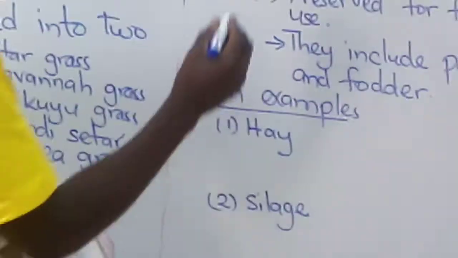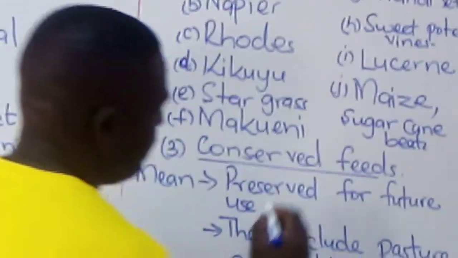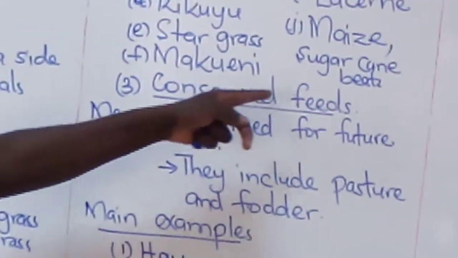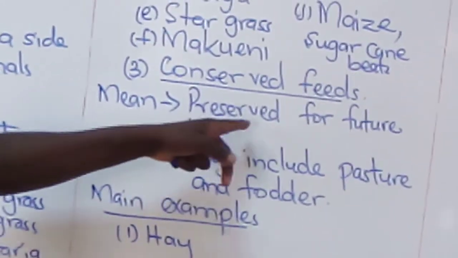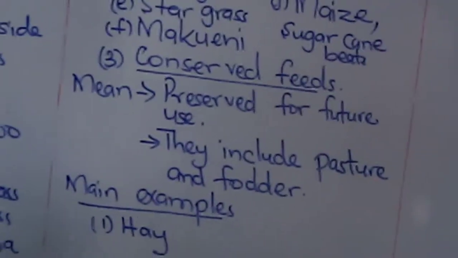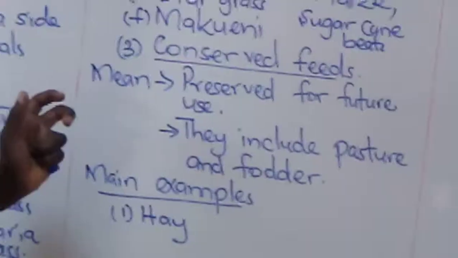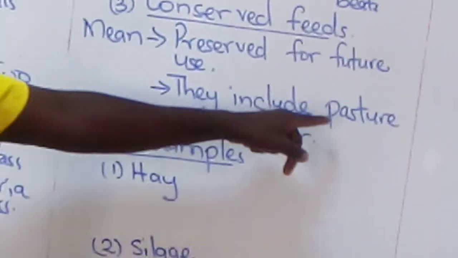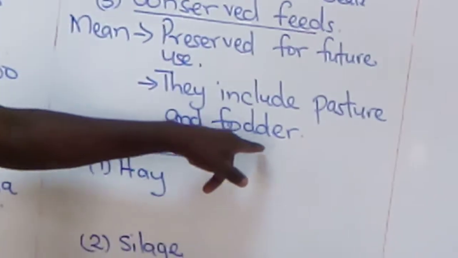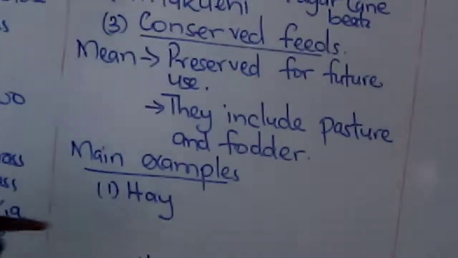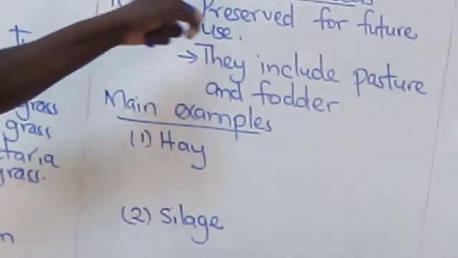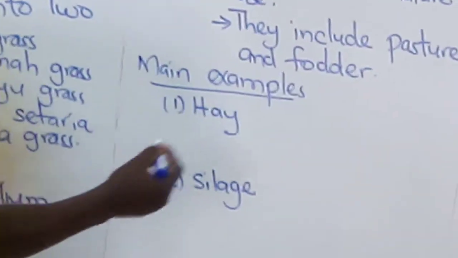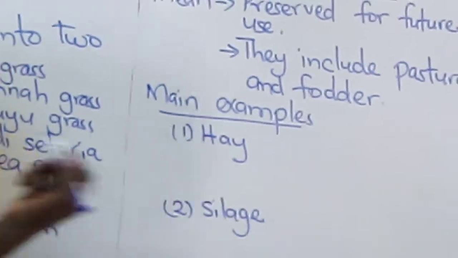Now we come to the third type of animal feeds. They are conserved feeds. They are harvested and then preserved for future use. They include pastures and fodder. So fodder and pastures can be used as conserved feeds. Now, main examples are hay and silage.